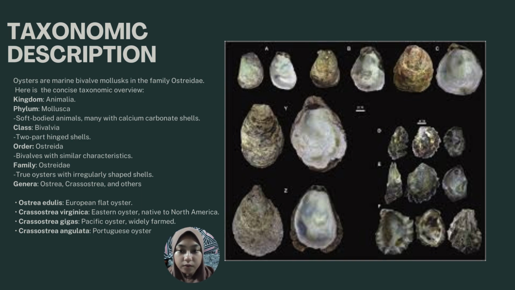The class is Bivalvia. Bivalvia has a two-part hinged shell. The order is Ostreida, which are bivalves with similar characteristics. The family is Ostreidae, the true oysters, with irregularly shaped shells. And the genera are Ostrea, Crassostrea, and others, such as Ostrea edulis, Crassostrea virginica, Crassostrea gigas, Crassostrea angulata.